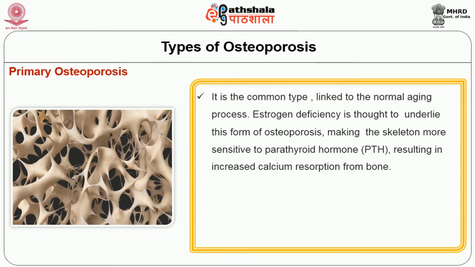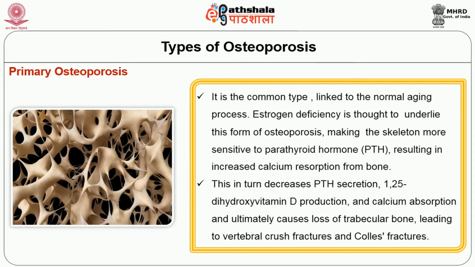Let us now proceed to the types of osteoporosis. There are 4 different types of osteoporosis. Let us understand the types one by one. The first is primary osteoporosis. It is a very common type and is linked to the normal aging process. Estrogen deficiency is thought to underlie this form of osteoporosis, making your skeleton more sensitive to PTH, the parathyroid hormone, and thus resulting in increased calcium resorption from your bone.